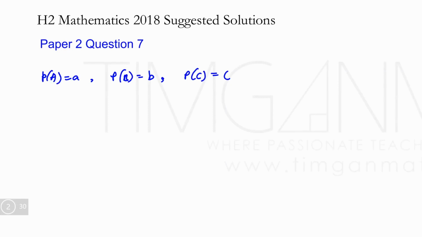So for paper 2 question 7, you're given that P(A and B) are independent, so this is P(A) times P(B). Now they ask you to show that A prime intersect B prime is also independent, but A and C are mutually exclusive. You're also given that.